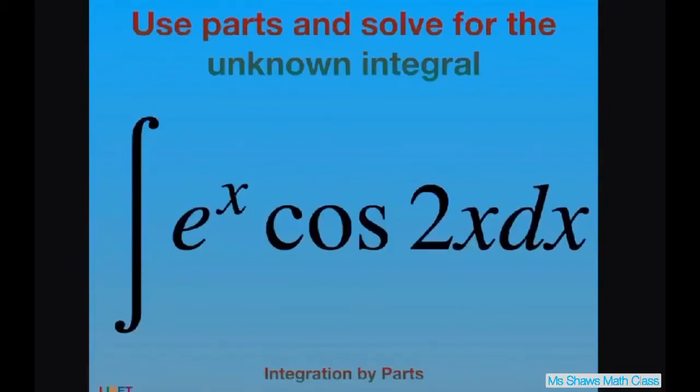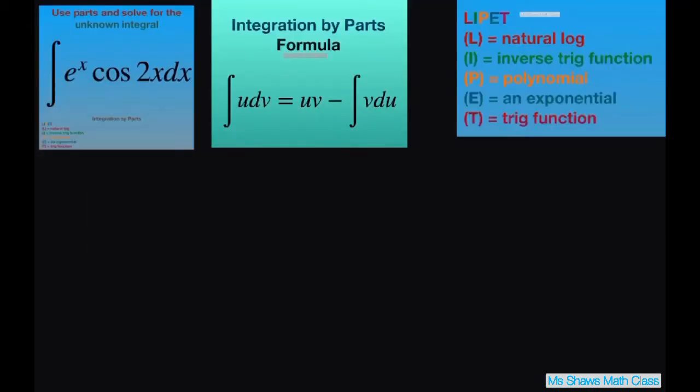Hi everyone, we're going to use integration by parts and solve for the unknown integral. We have the integral of e to the x power times cosine 2x dx. Alright, so let's go ahead and use our mnemonic device. Exponential, when we're using LIPET here, comes before trig.